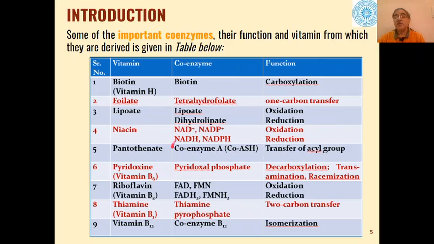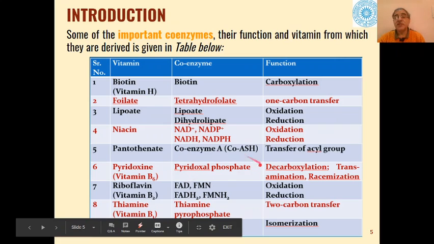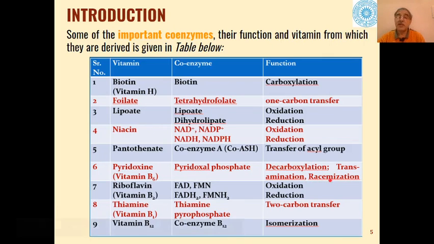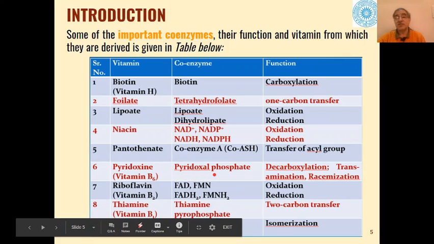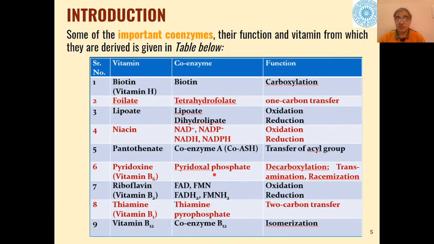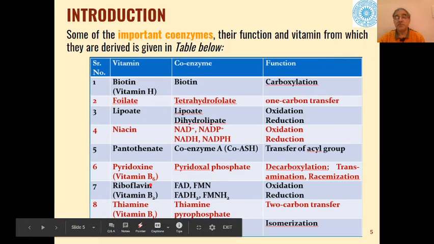Then if the coenzyme is coenzyme A, then the vitamin is pantothenic acid, and this is used for transfer of acyl groups in various biochemical reactions. Then pyridoxal phosphate, the vitamin is vitamin B6, and this is used for decarboxylation reaction, transamination reaction, and racemization reaction. So all these three types of reactions are catalyzed by pyridoxal phosphate as coenzyme in combination with some enzyme. And the vitamin part is vitamin B6 in this case.